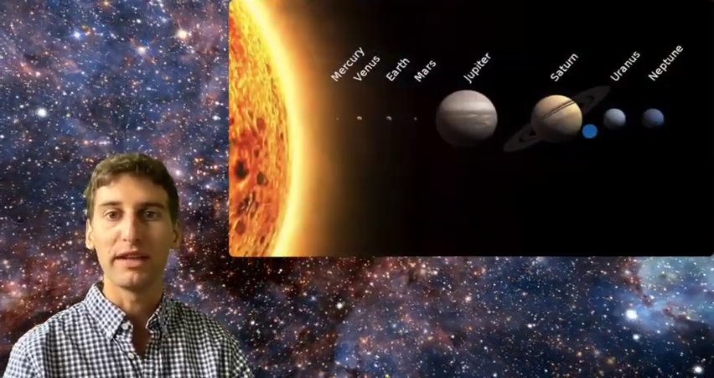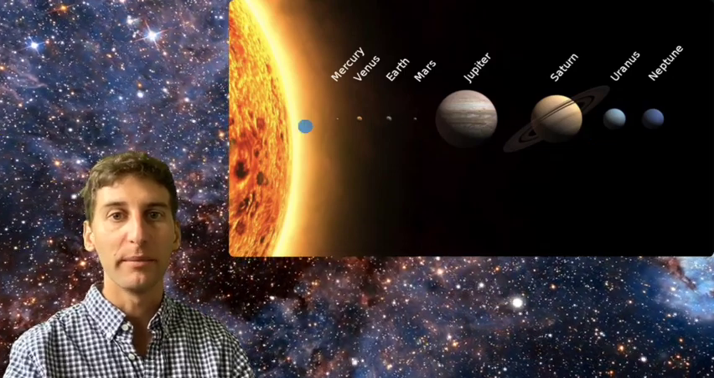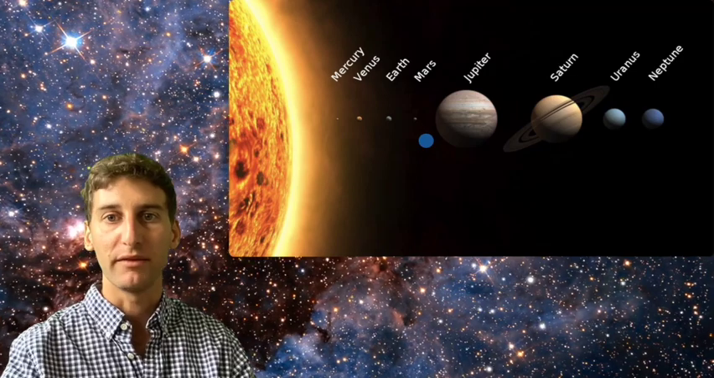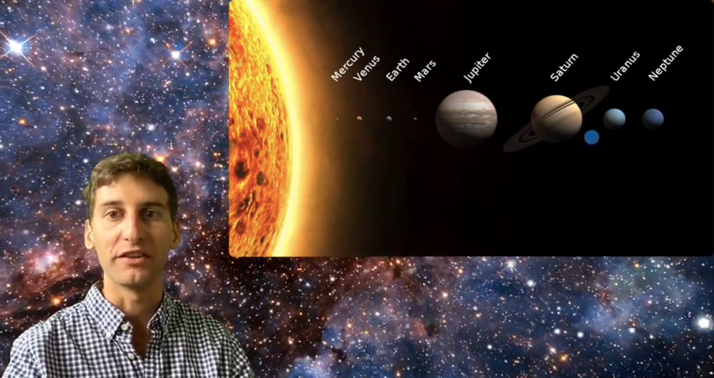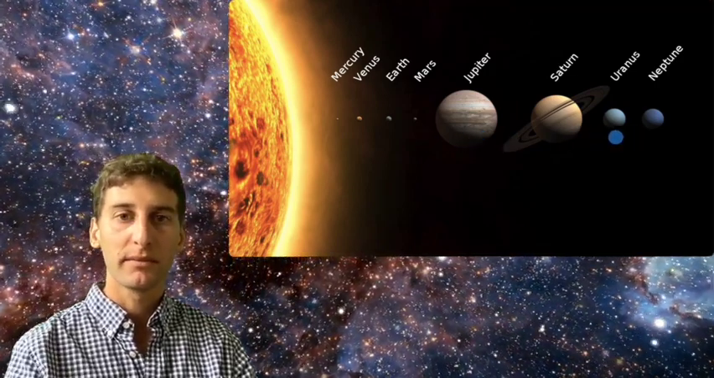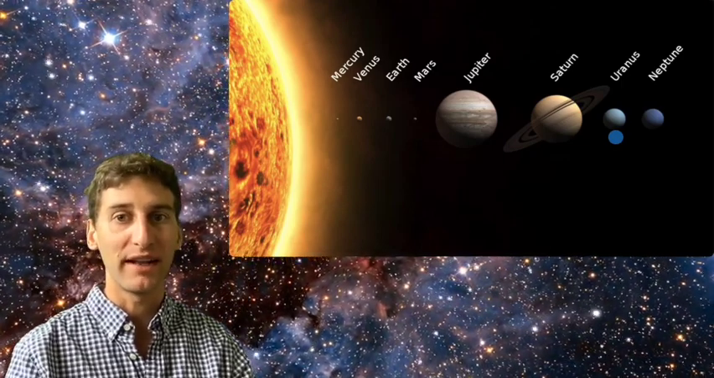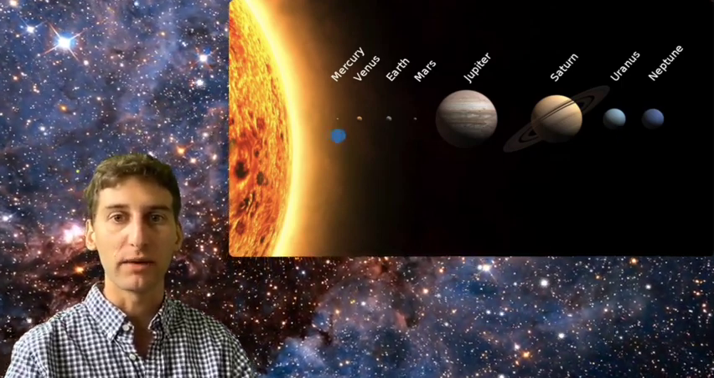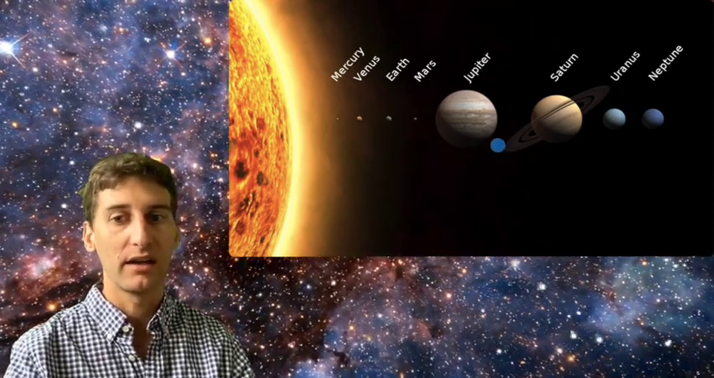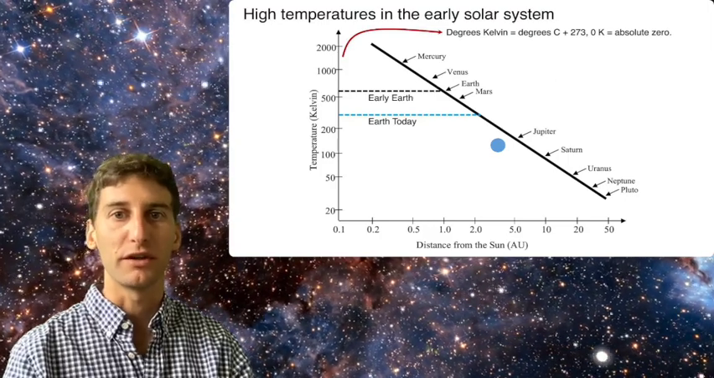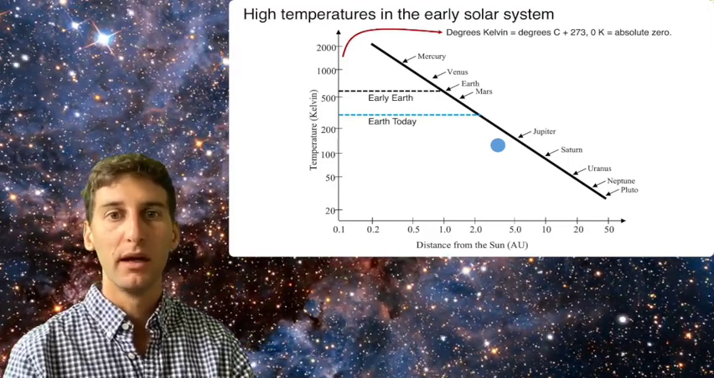And so these are the planets of our solar system. You know them: Mercury, Venus, Earth, Mars. These are the rocky planets, followed by the gas giants Jupiter, Saturn, Uranus, and Neptune. So now let's think about why the outer planets are so much larger than the inner planets, and also why the inner planets are rocky and the outer planets are not. In order to really think about this, we need to think about the temperature of the early solar system.